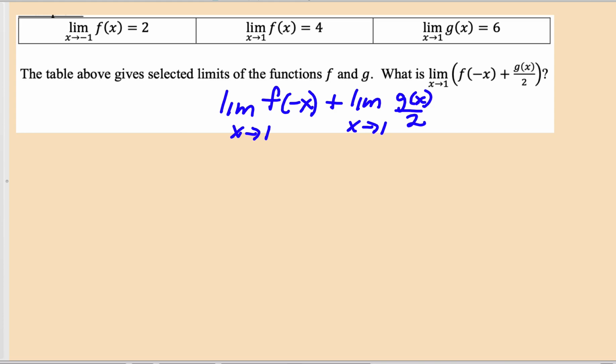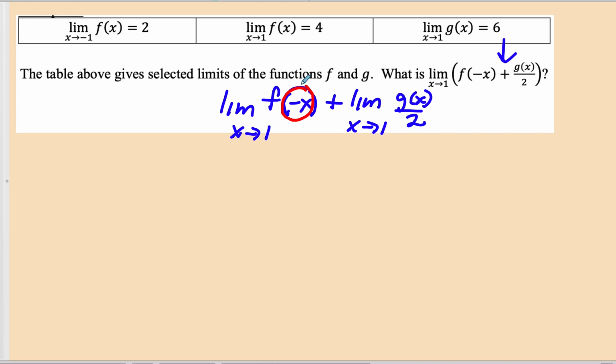Let's go ahead and do an example here. We want to find this limit, and notice that it is a sum. So I can separate the two limits. The limit of the sum is the sum of the limits, and I'm going to allow x to get close to 1. When x gets close to 1, then this part in here will be getting close to -1.